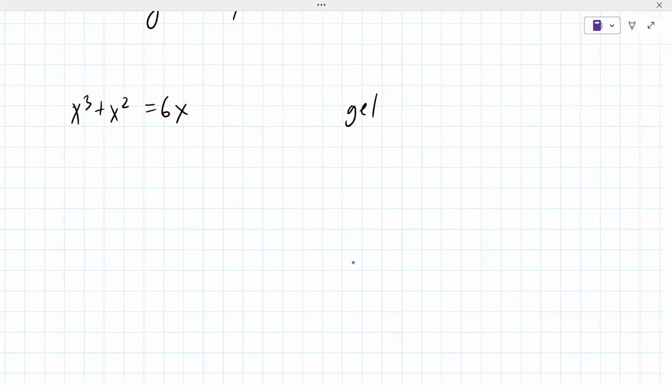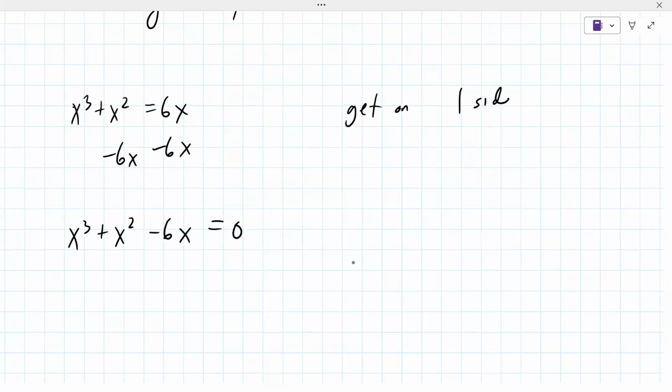So you want to get everything on one side. So you should move the 6x to the left. And then you've heard me ask this over and over, but this is how you have to think through it. What's the first type of factoring you should always do? GCF. Is there a GCF here? Yes, there is. It's x. So tell me what goes in parentheses here. x squared plus x minus 6 is equal to 0.